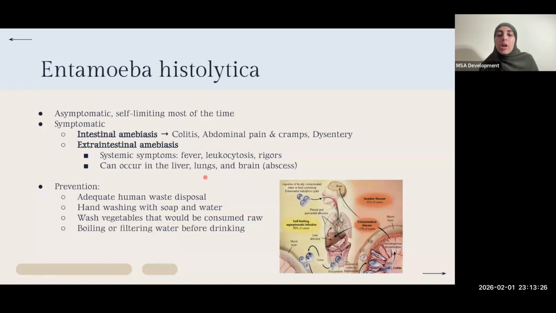How do you prevent Entamoeba infection? Again, just like Giardia, adequate human waste disposal, hand washing with soap and water. You want to wash vegetables very well before eating them, and boil or filter water before drinking.